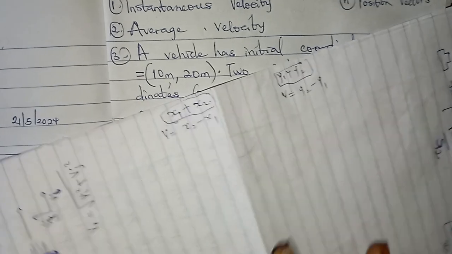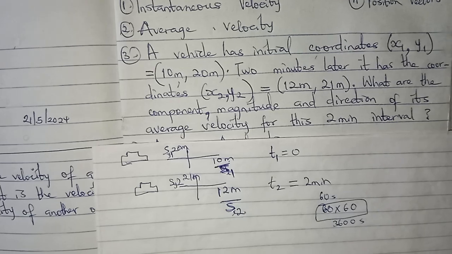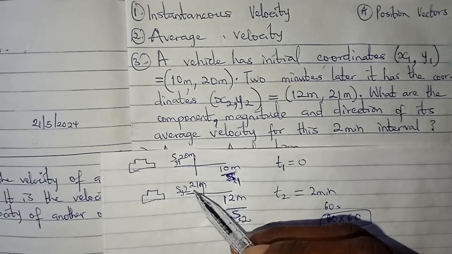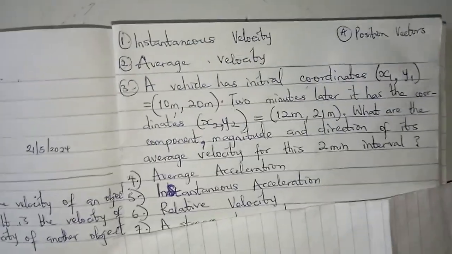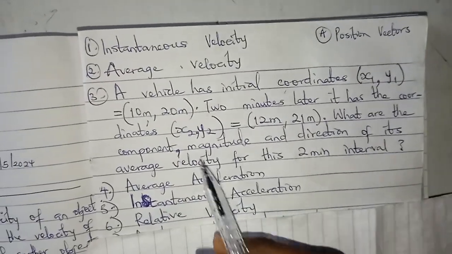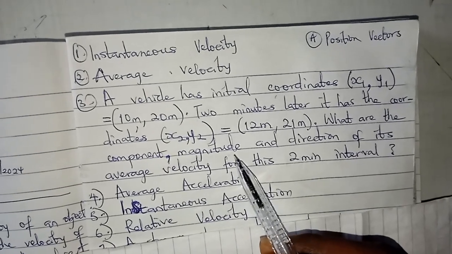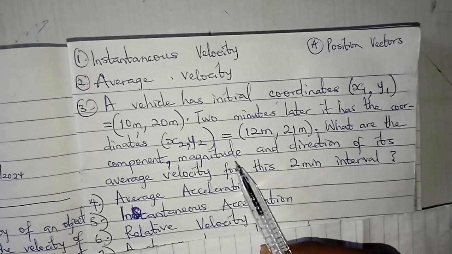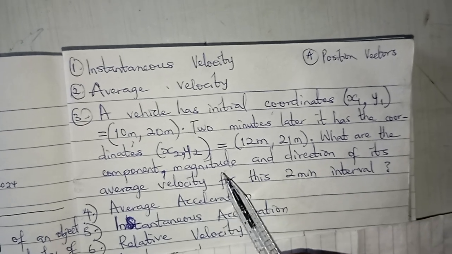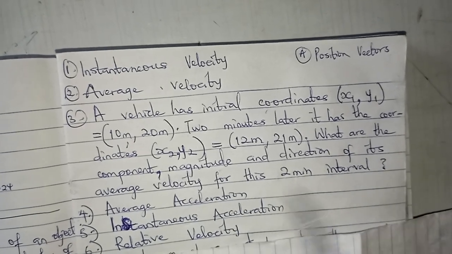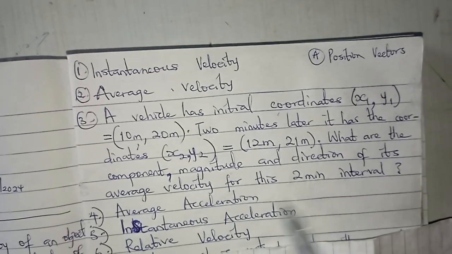So since I have the position vectors, assuming I'm doing position vector, what I have here is simply 10 plus 12, 22 meter. On the y-axis, 21 plus 20, 41 meter. But here they told me what are the components, and I have shown you the components. Magnitude. By magnitude, they mean the resultant. So whenever I'm talking about magnitude, I'm supposed to look at the velocity and direction of its average velocity for these 2 minutes.